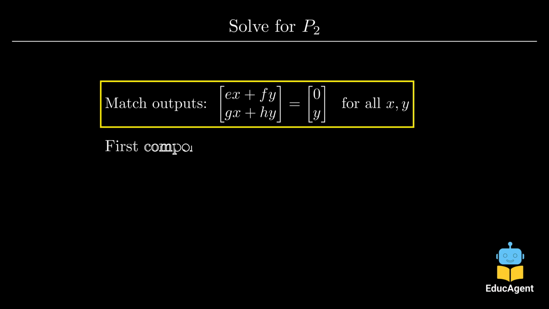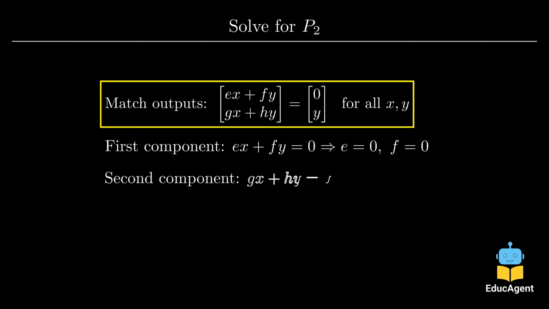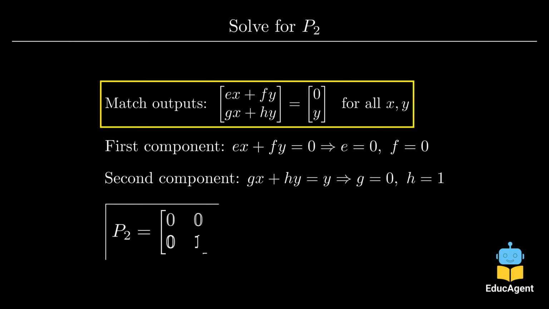To always output 0 on top, the whole first row must be zeros. To always output y, regardless of x, the second row must be (0, 1). This matrix kills the first coordinate and preserves the second, perfect for the y-axis projection.